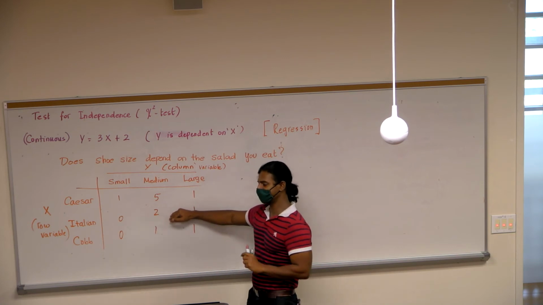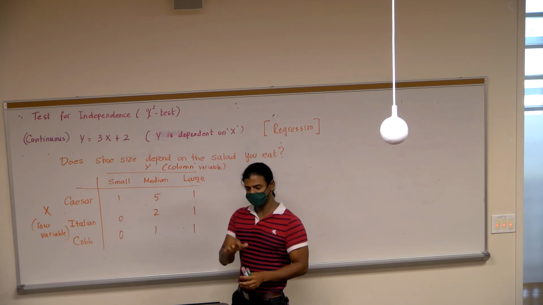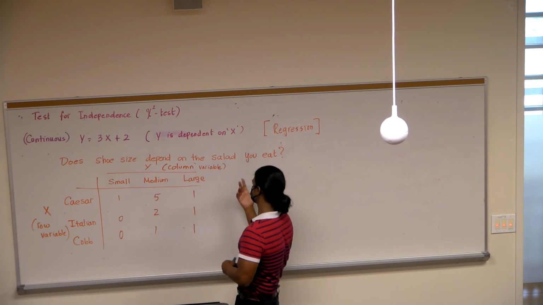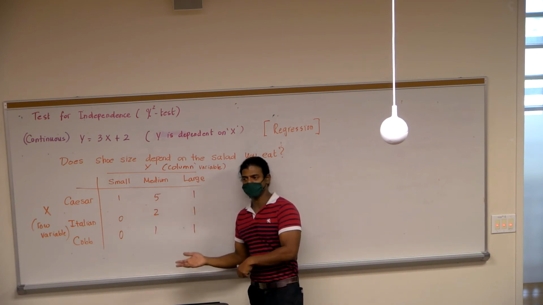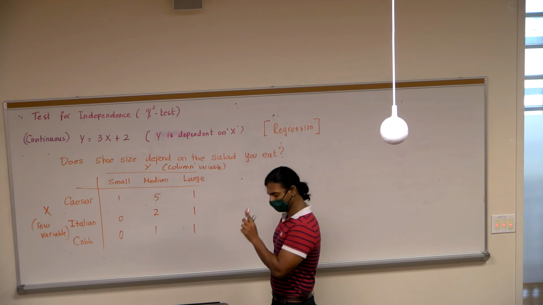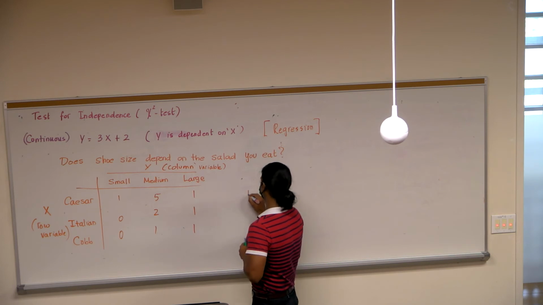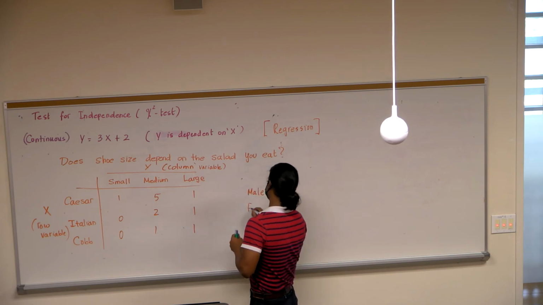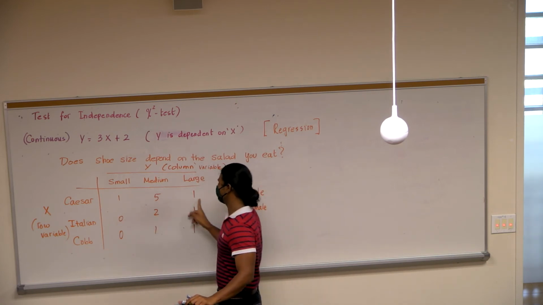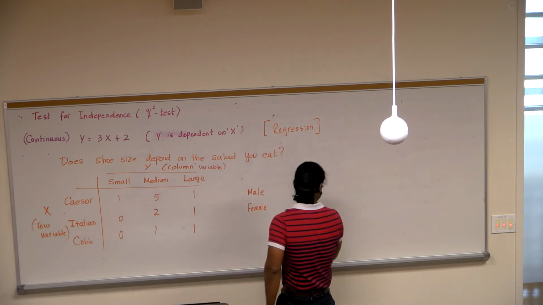The purpose of this test is, if I see such differences, does it mean it is statistically different? In other words, that shoe size determines the salad or depends on the type of salad that you eat. So there are assumptions for this test also, which I want you to look in the textbook. The simplest one or the most important one is each of these counts have to be bigger than 5. So that is one of the requirements.